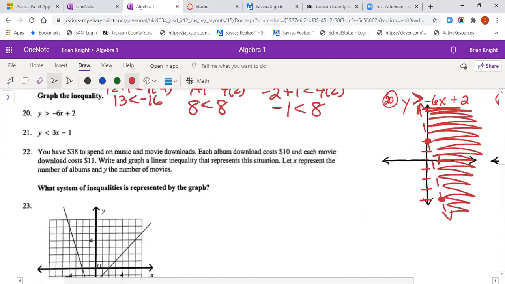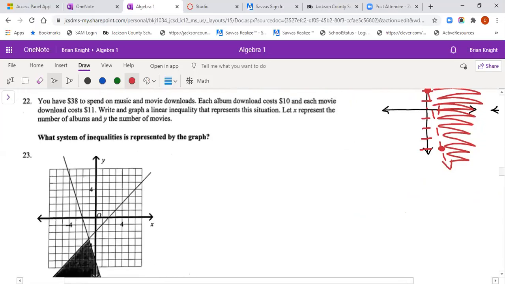22. Back to our word problem. I think this is the last one. It says you have $38 to spend on music and movie downloads. Each album costs $10 and each movie download costs $11. Write and graph a linear inequality that represents this situation. Let X represent the number of albums and Y the number of movies.